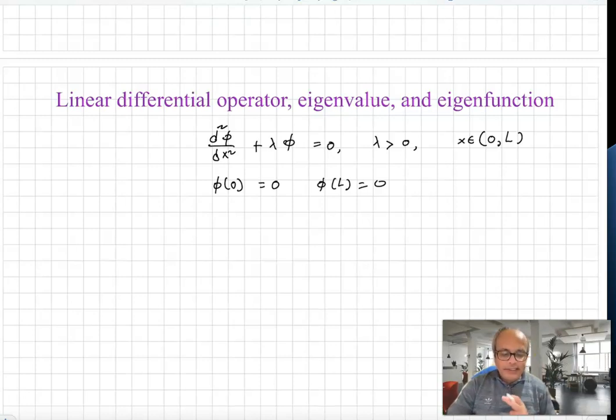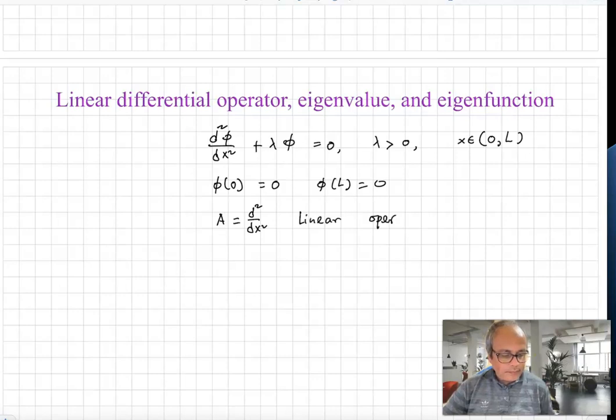Okay, so in this lecture I'm going to discuss linear operators, eigenvalues and eigenfunctions. First I'm going to solve this eigenvalue problem, or differential equation. Maybe we can just identify the operator. If I write A as d squared/dx squared, it is a linear operator. So then I can say A phi plus lambda phi is 0.